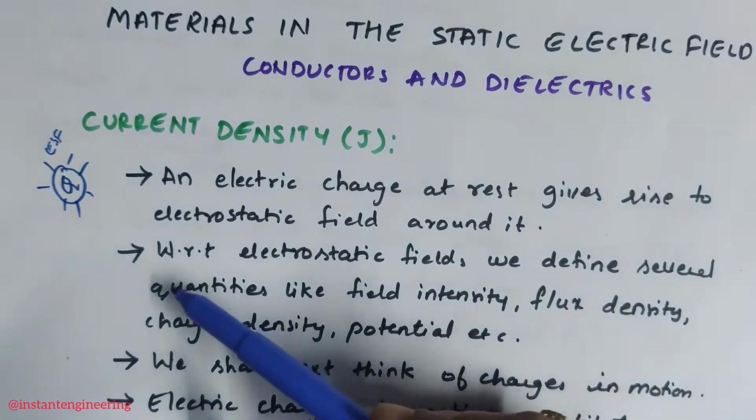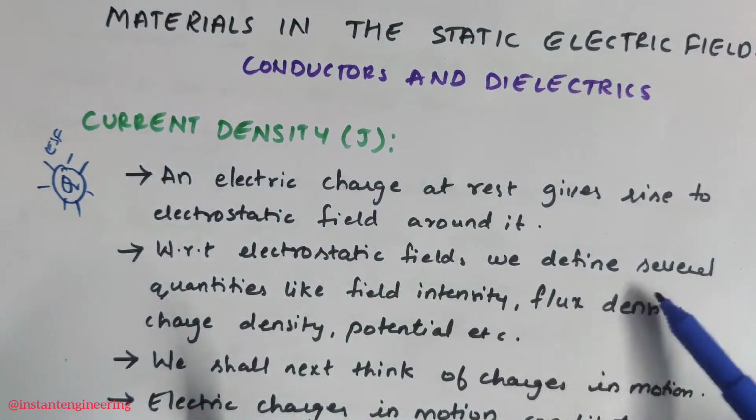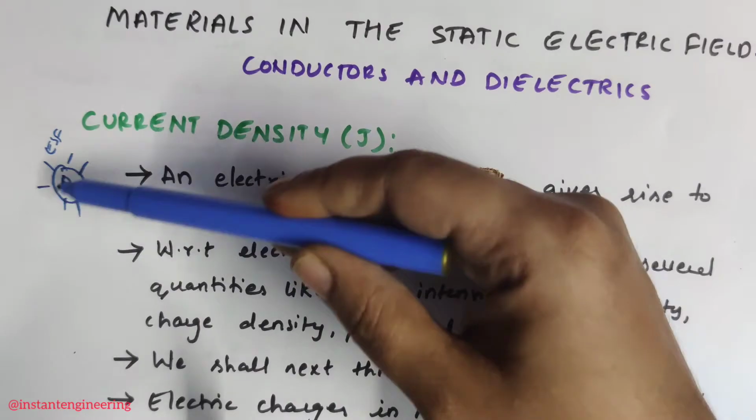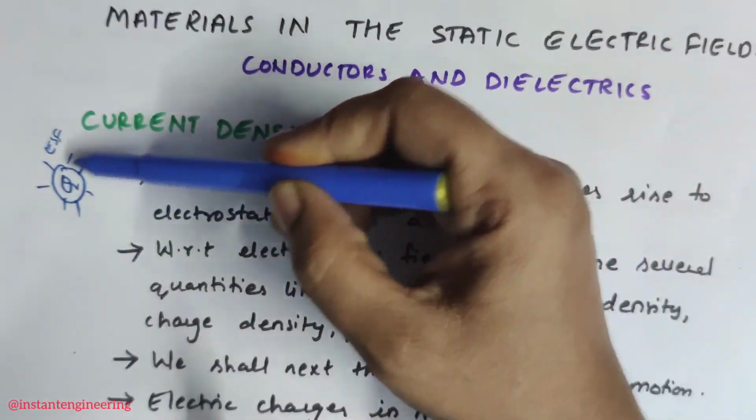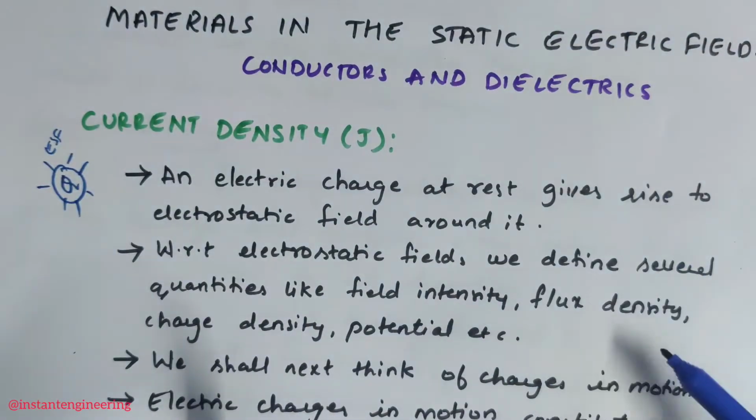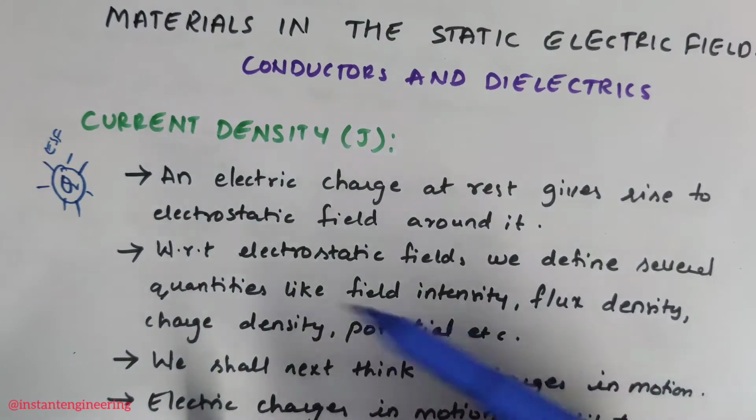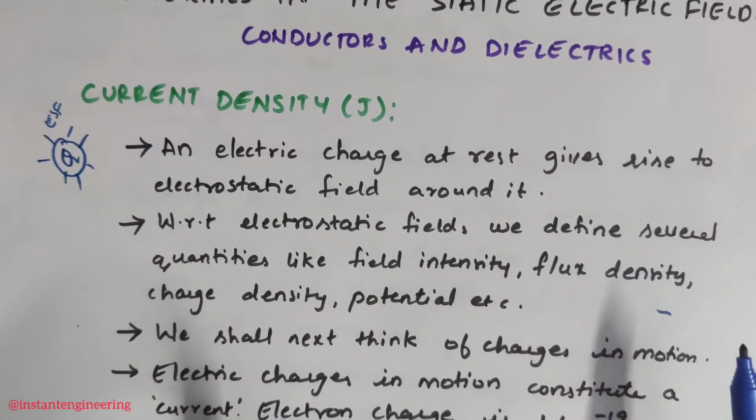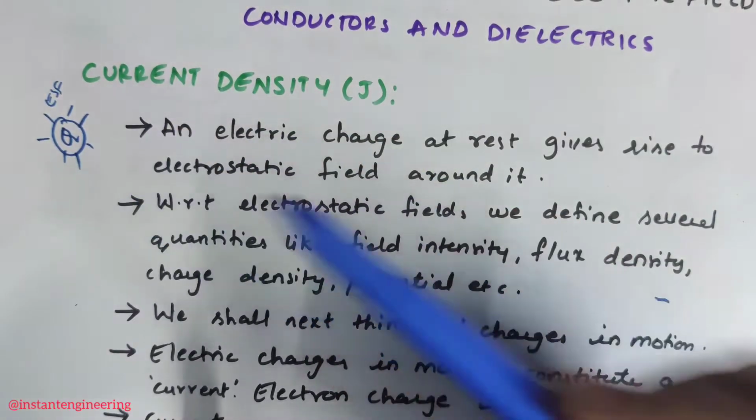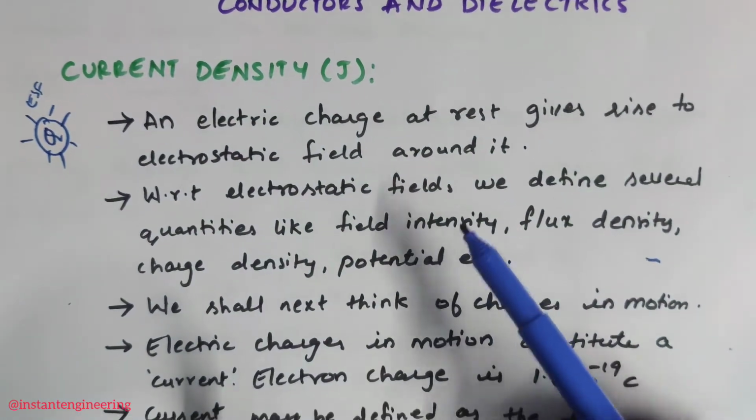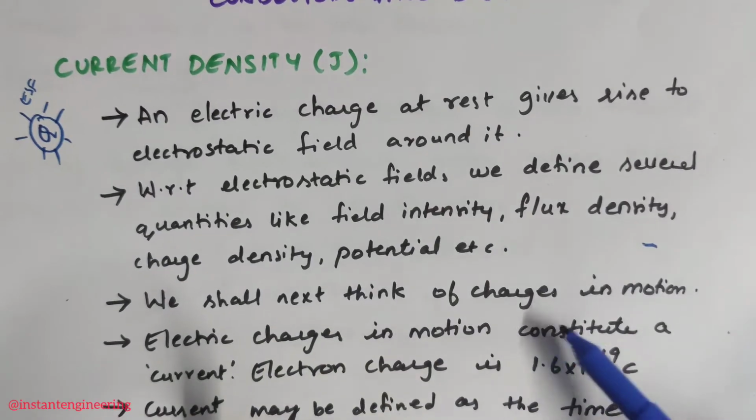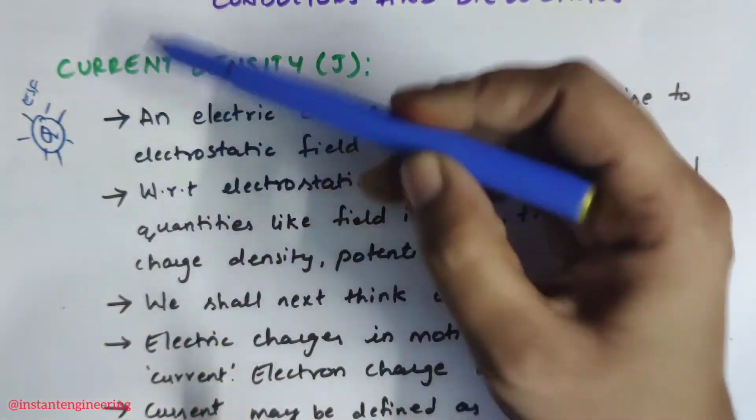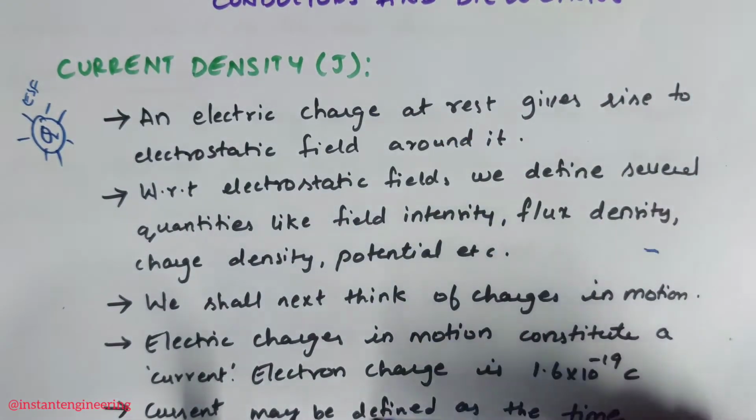With respect to the electrostatic field, we have defined several quantities, like the field intensity, that is, how far this field will extend, flux density, charge density, and potential. We have seen everything in the previous chapters when the charge is at rest. Now we shall think of charges in motion. We'll see in this chapter how it works if these charges are in motion.